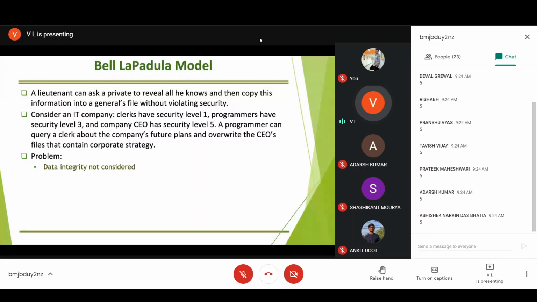So for example, there are three security levels. Clerk has the least security level, then programmer has the mid security level, and company CEO has the highest security level. So a programmer can query a clerk about the company's future plans and override the CEO's files that contain corporate strategy. So basically, this has corrupted. So information has flown from low to high. That is allowed, but it can have integrity issues.